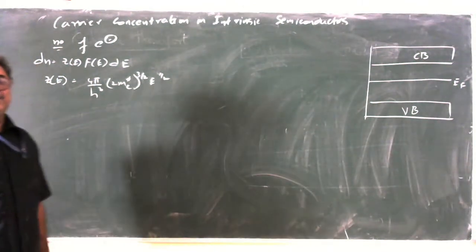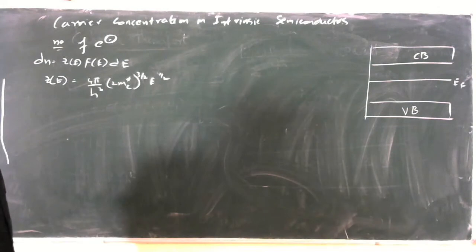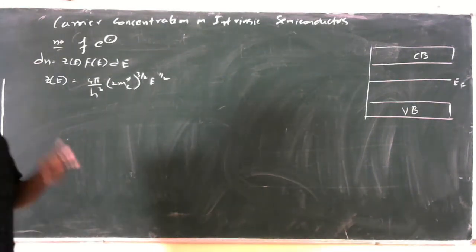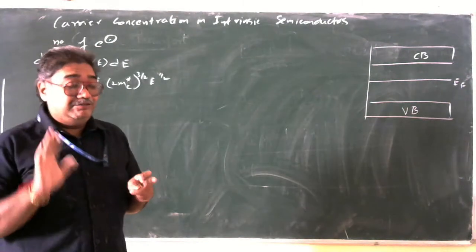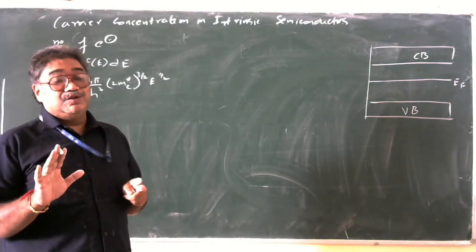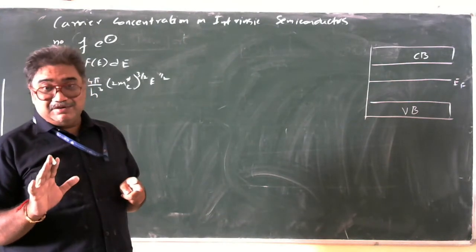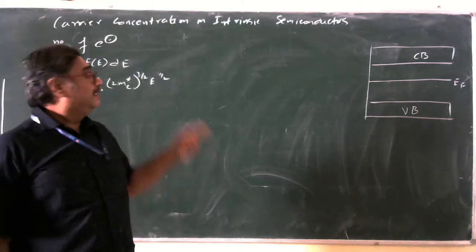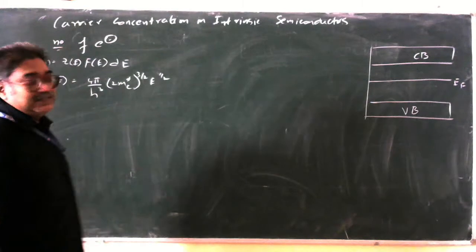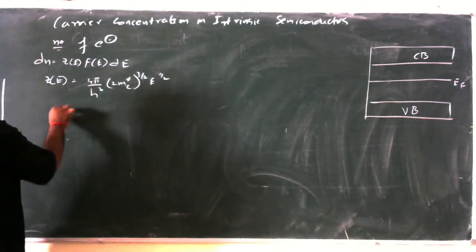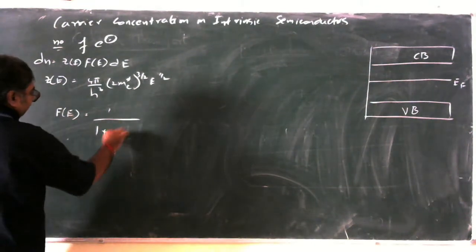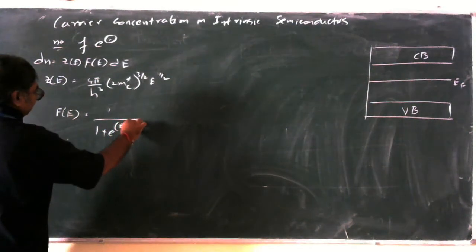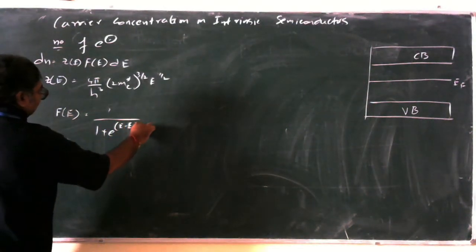What does this density imply? It says that among this volume, the number of states, only a few free electrons are available. Which are the few electrons available for conduction? That is decided by f of E, the Fermi function, which is given by f of E equals 1 by 1 plus exponential of (E minus EF) by kT.